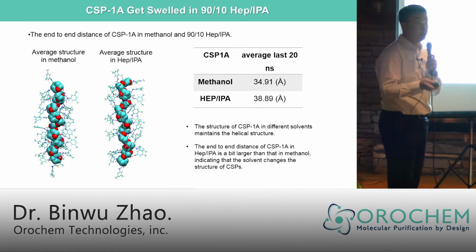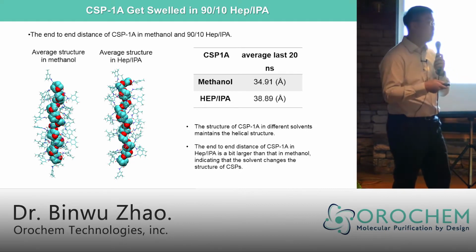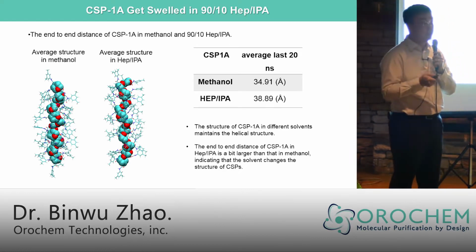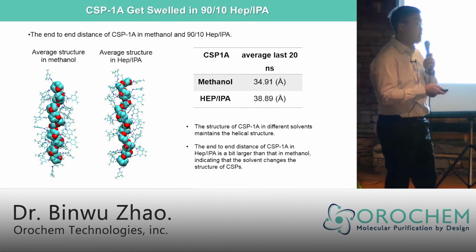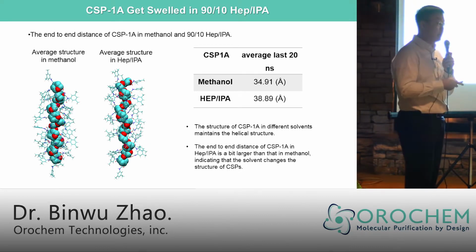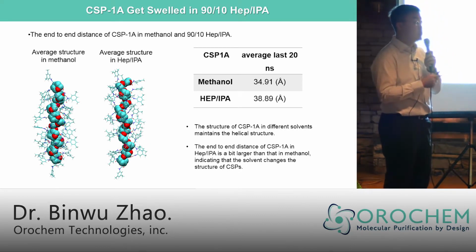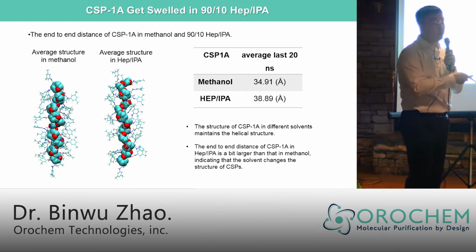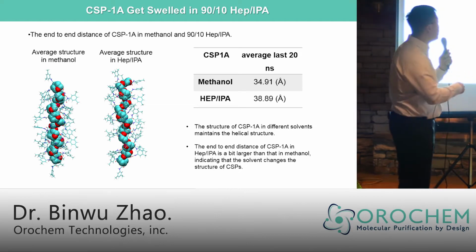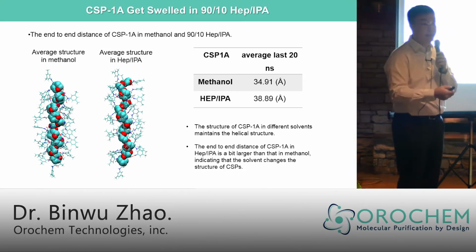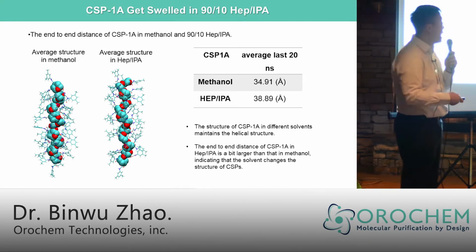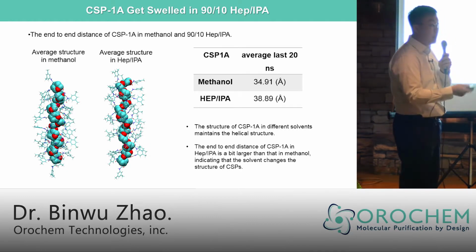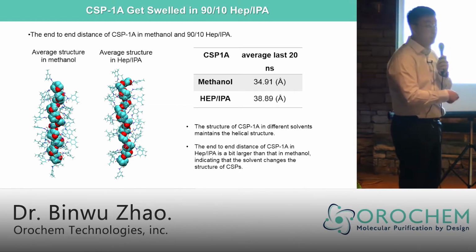So first of all, as Dr. Howell just talked about, when you change the mobile phase in the chiral separation, by changing just the mobile phase, you can get a significantly different result on the selectivity and the resolution. And what we are thinking is the mobile phase is definitely having an effect on changing the conformation of the CSP. Therefore, we look at how the CSP itself would behave in various solvents. In this case, we are looking at the CSP1A, which is an amylose-based chiral stationary phase, and look at how it behaves differently in 90/10 heptane/IPA and compare that with in methanol.